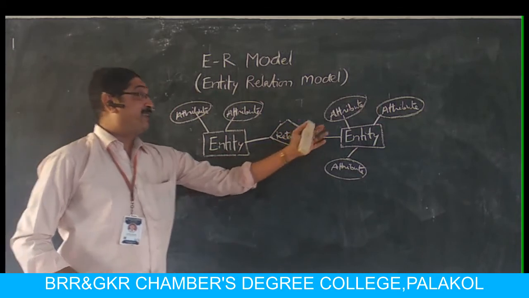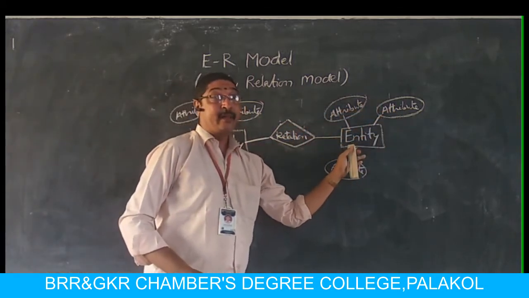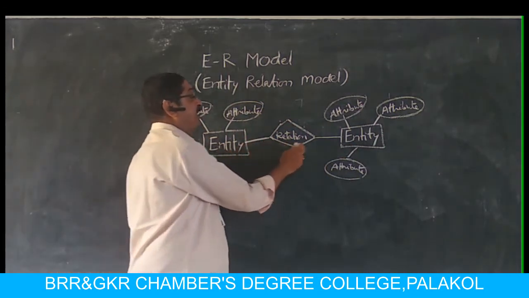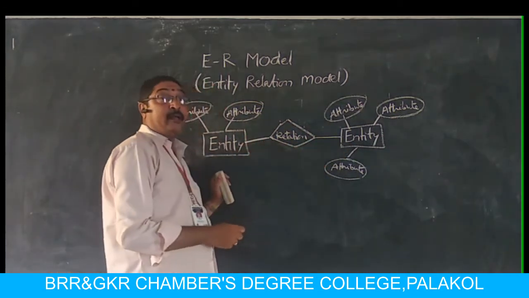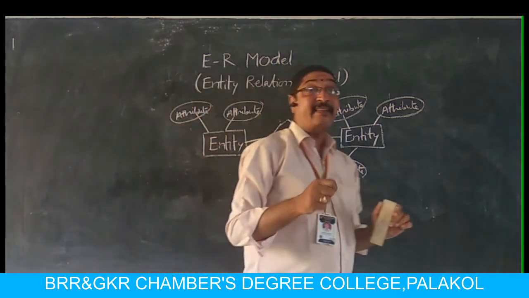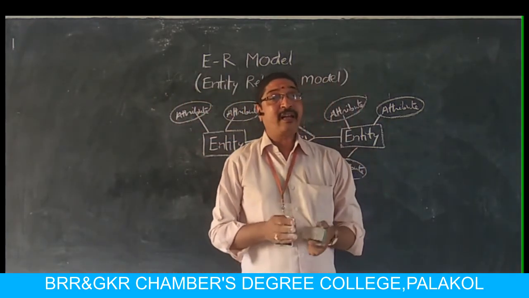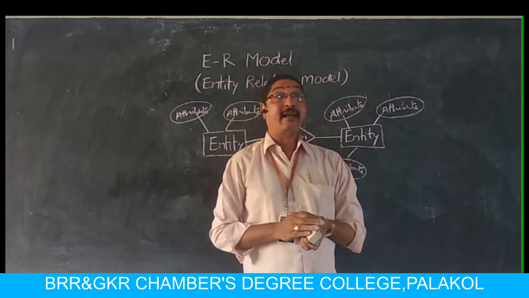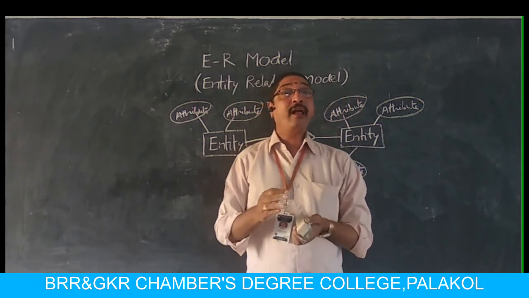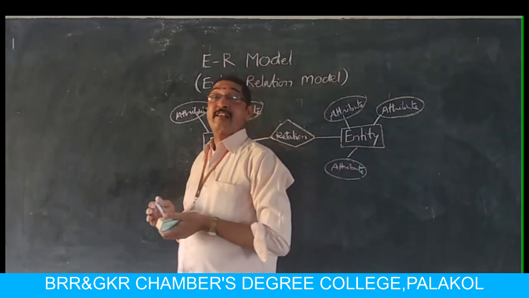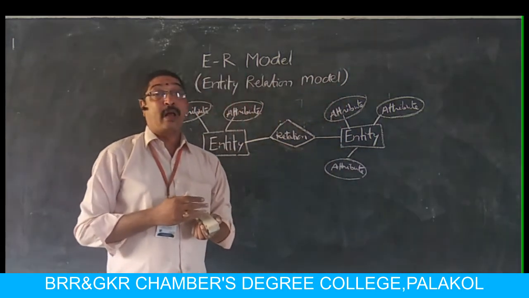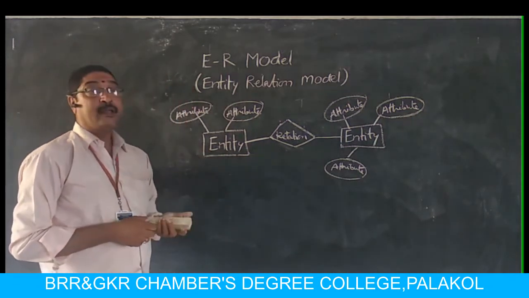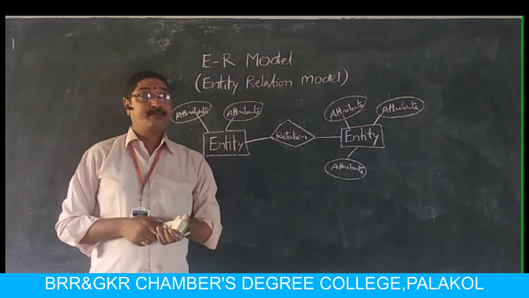Those details, these three are the details of this entity, and these two are the details of this entity, and this is the relation between these two entities. There will be a relation between entities in every system. Without relation, we cannot use entities in a system. All the entities must be interrelated in the system. Without a relation, it is not a proper maintenance. So this is an example for entity relation model.